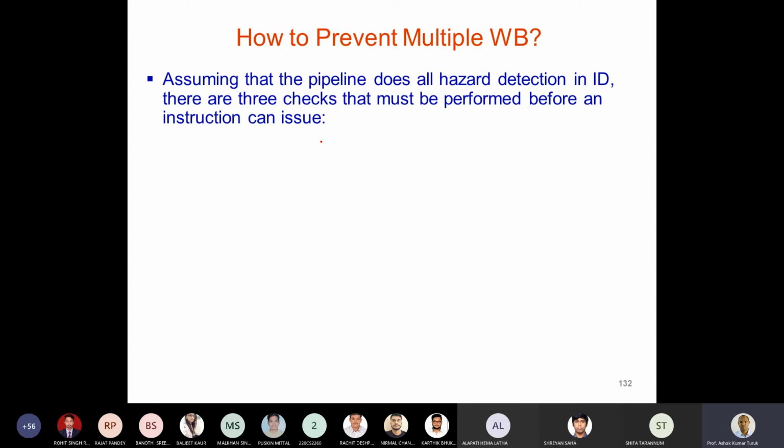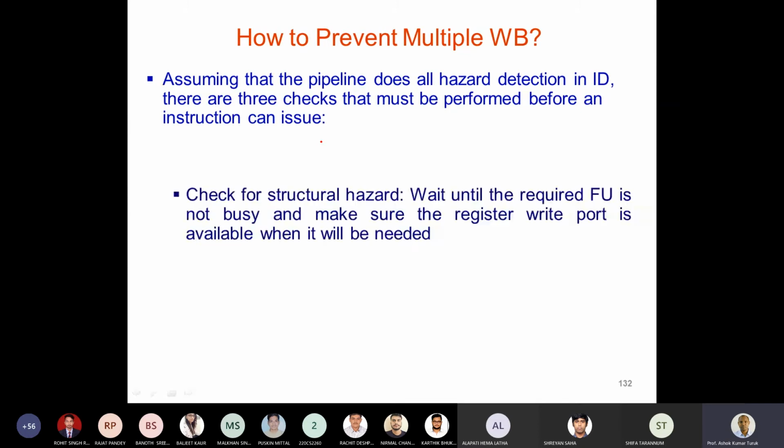Then there are 3 checks that must be performed before an instruction can issue. So, assuming all hazard detection takes place at the instruction decode stage, it checks for 3 possible types of hazards before an instruction can be issued. He says first you check for a structural hazard.